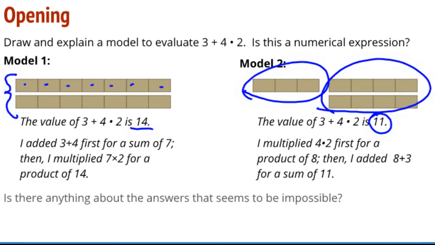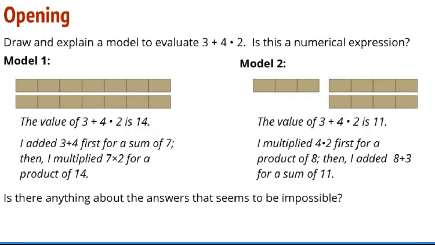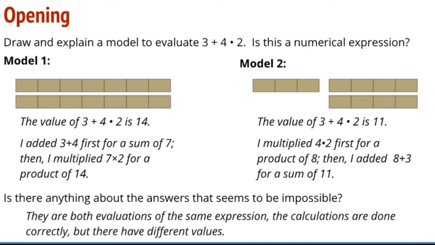Now, right about now, your brain should be screaming at you saying, wait a minute, wait a minute, wait a minute. I did both of these problems. I know that I did the math right. I know that 3 plus 4 is 7, times 2 is 14. I know that 4 times 2 is 8, and I added the 3. I know that's 11. How is it possible, when I have done these problems correctly, to get 2 different values?